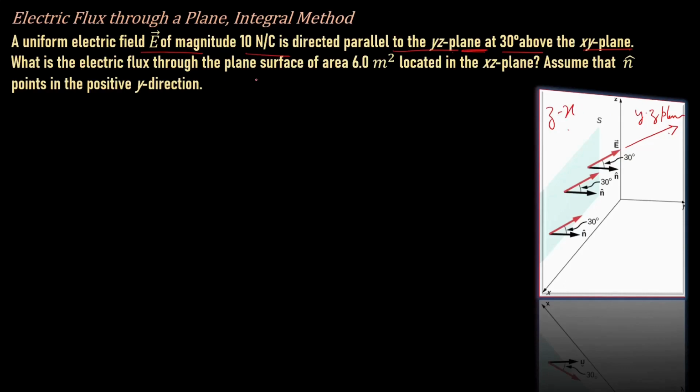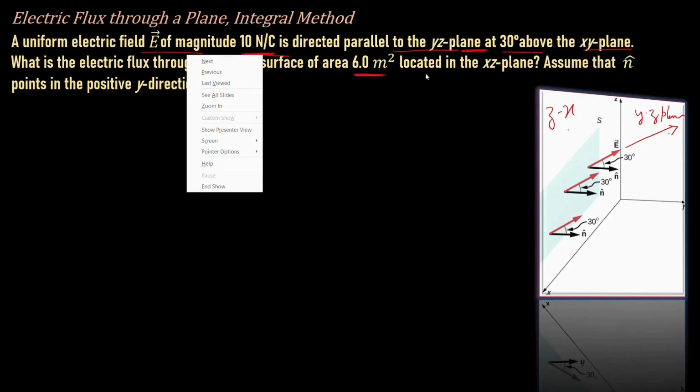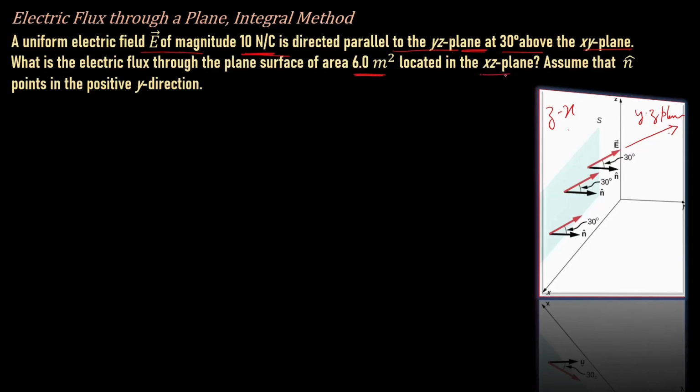What is the electric flux through a plane surface of area given? The area's particular magnitude is given this time, and the particular magnitude of the electric field is also given this time. In the previous question it was not there. And they are located in the XZ plane. So this time what do we have to look for? The direction of the electric field, which is along the YZ plane, and the area is kept in the XZ plane.